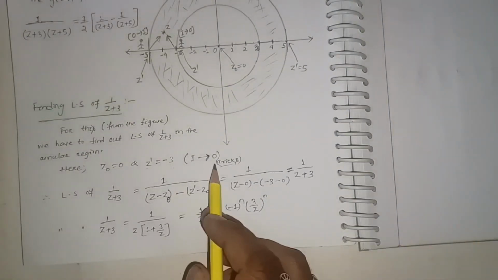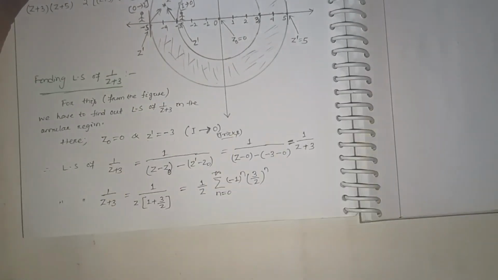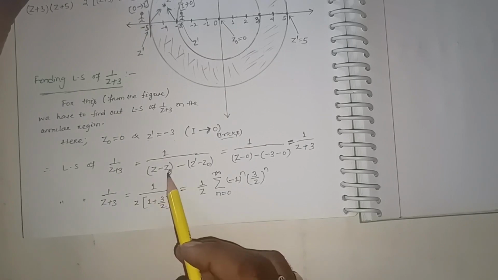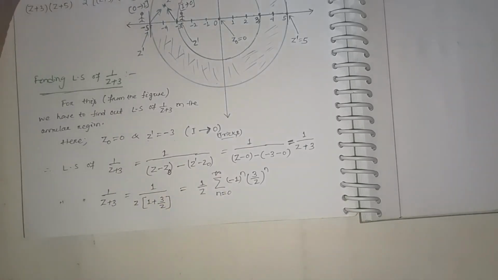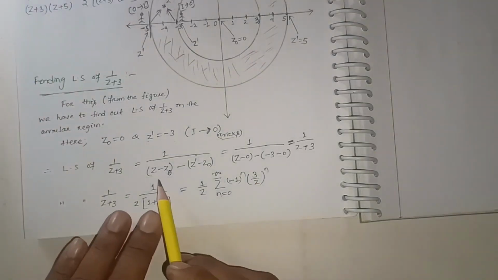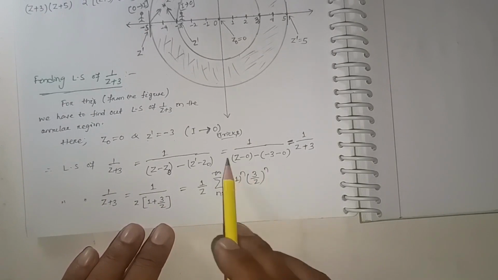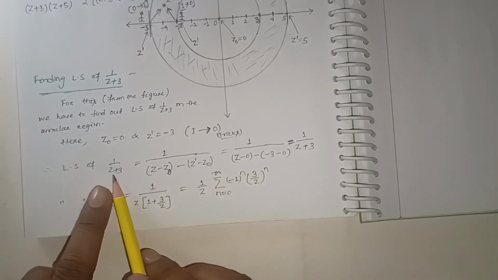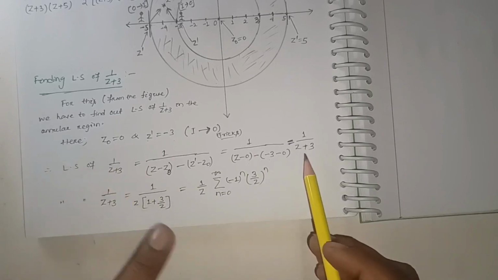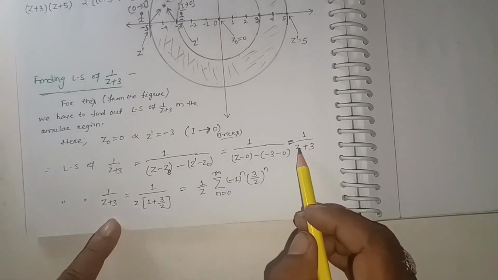If the in to out case is applied over here, then the Laurent series of 1 by z plus 3 will be written in this format: 1 by (z minus z0) minus (z dash minus z0), in to out. So here z0 is 0 and z dash is minus 3. After substituting all the values, you just compare whether it is the same as the initial function. Yes, it is the same: 1 by z plus 3, here also 1 by z plus 3, no need to multiply the minus.